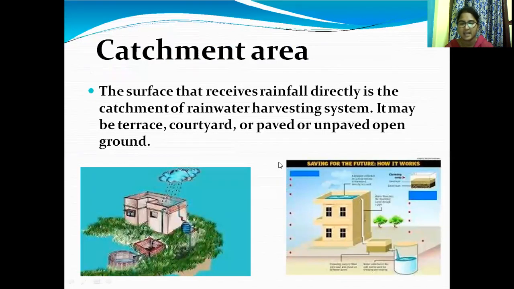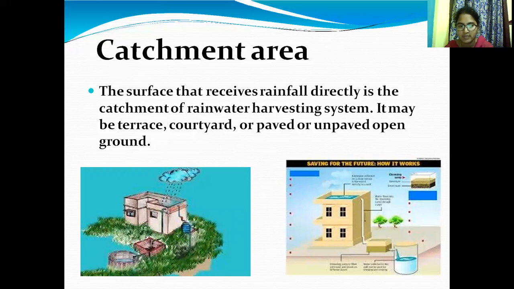The first one is catchment area. It refers to the surface of a paved area, terrace, or courtyard of a building, or an unpaved area such as a lawn or ground. That is, a catchment refers to the surface of a paved or unpaved area which receives the rainwater.